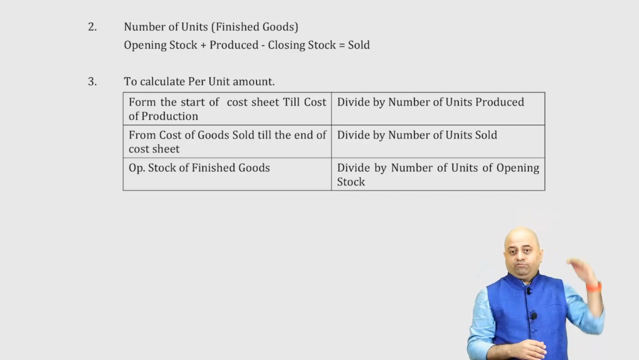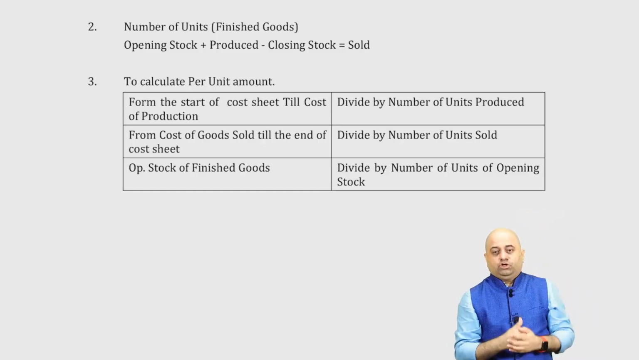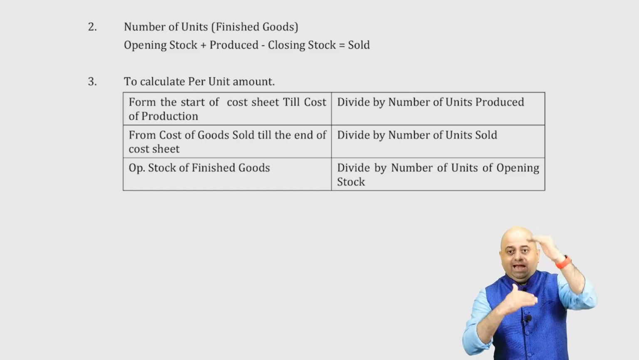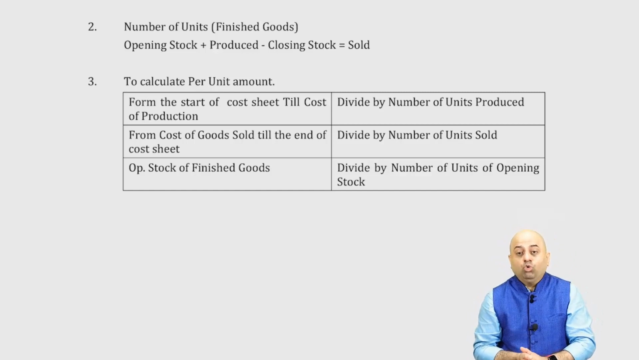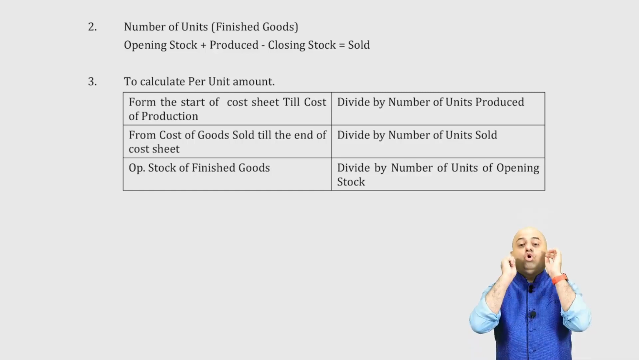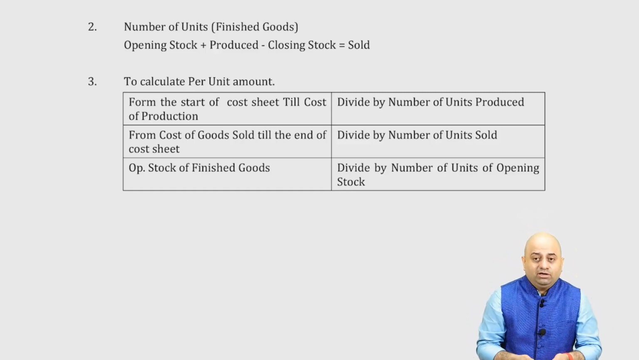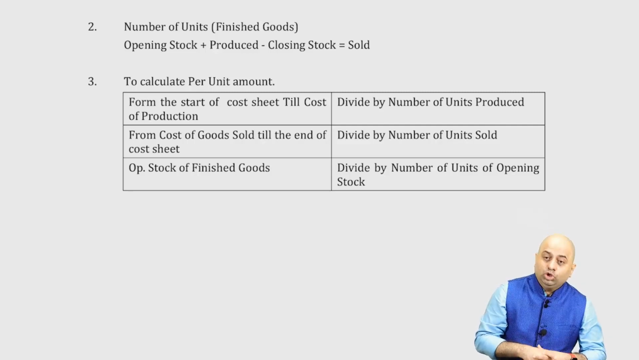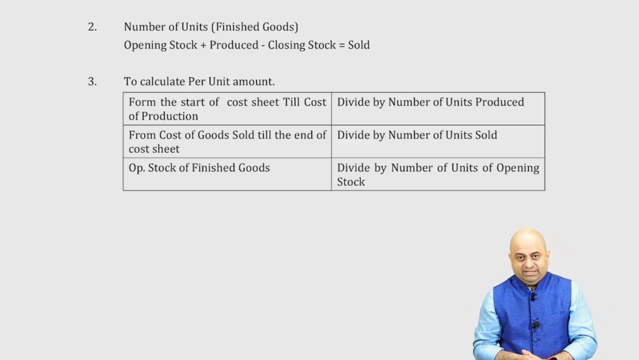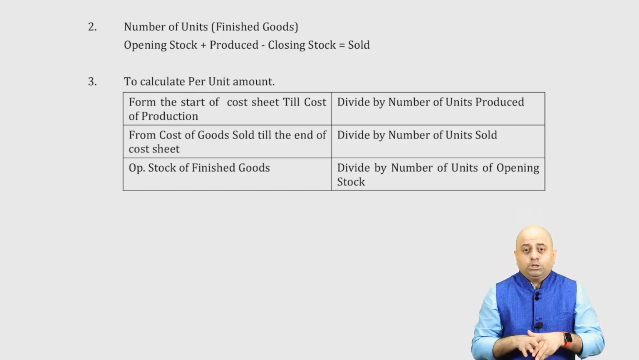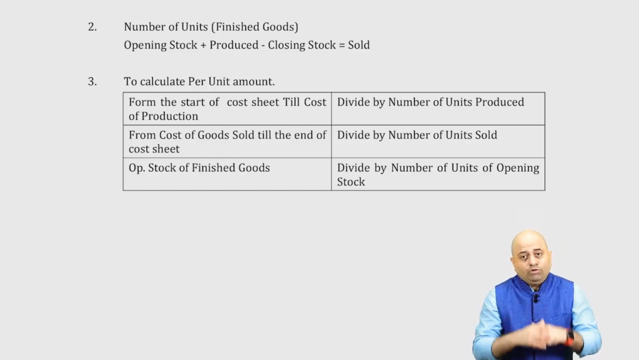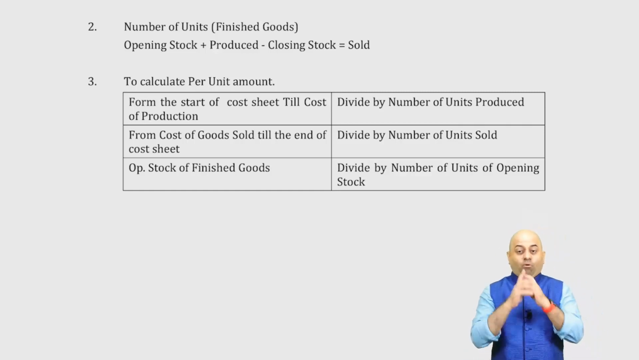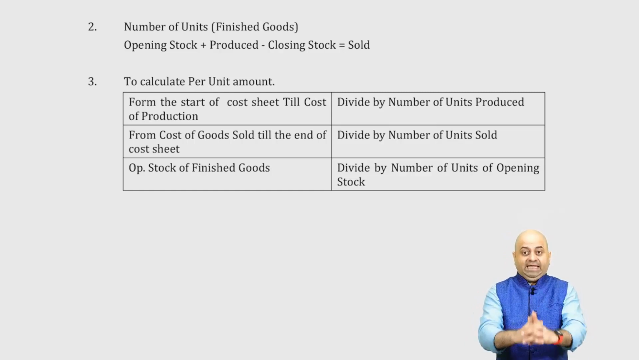And from cost of goods sold till the end of cost sheet, that part of cost sheet is related to number of units sold. I want to calculate per unit value, so I need to divide by number of units, which will be nothing else but sold units. So that part is done, my dear friends. For opening stock of finished goods, we will divide by number of units of opening stock and we will get the per unit figure.